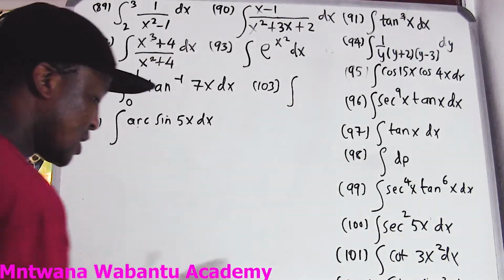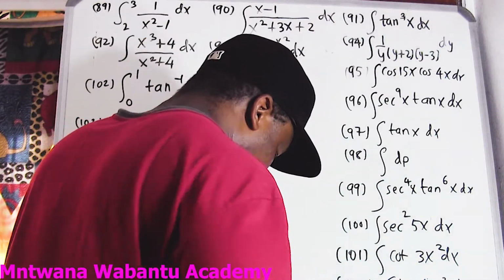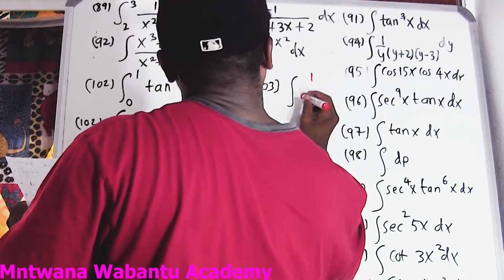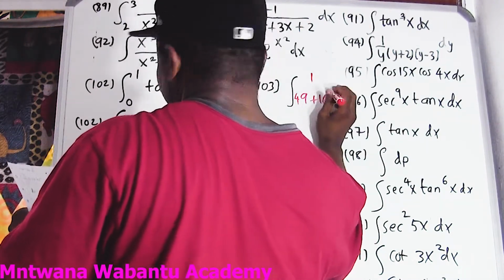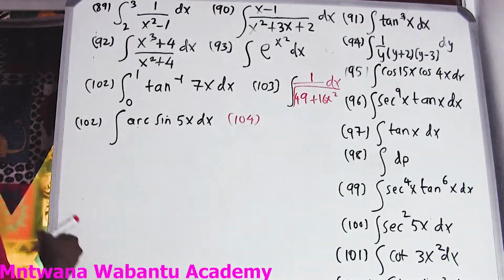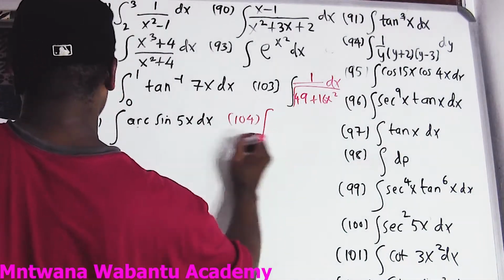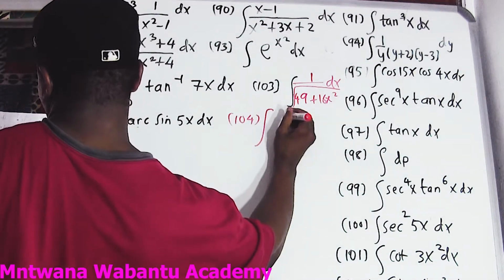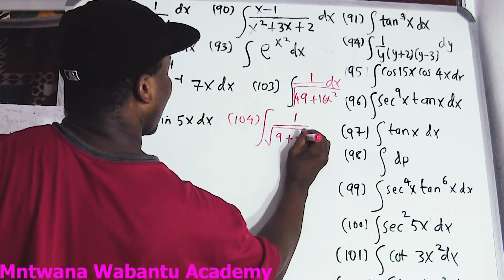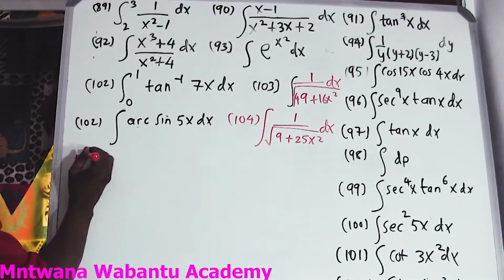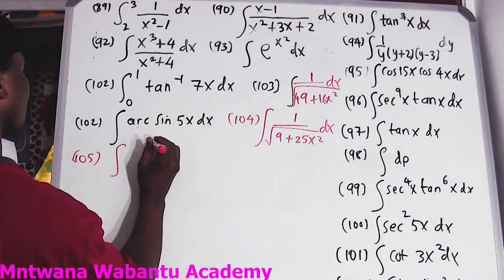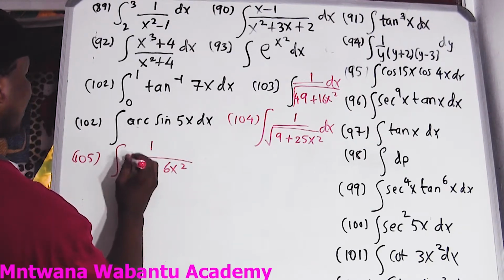Integral, use other pen quick. Integral of 1 over the square root of 49 plus 16x squared dx, 104. I'll start, don't worry about it, the space can be enough. I know how I'm going to handle this. Integral of 1 over the square root of 9 plus 25x squared dx, 105. Integral of 1 over the square root of 9 plus 6x squared dx.